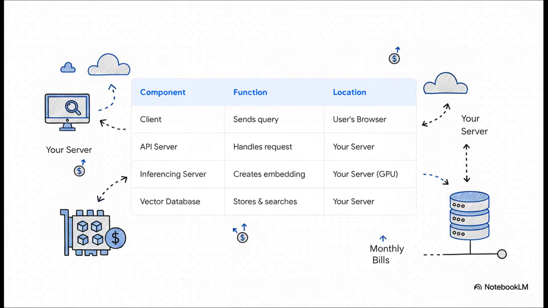So just look at this classic setup. This shows you all the different pieces you are on the hook for. For just one simple search, the user's query has to go from their browser to your API server. Then it gets handed off to another server, an expensive one with GPUs. That server turns the query into numbers, an embedding, and then that gets sent to a special vector database that, you guessed it, you're also hosting. Every single arrow you see here is a bill. It's latency. It's one more thing that can break.